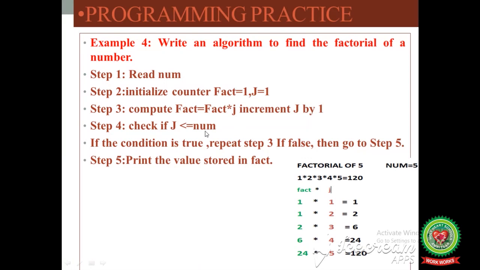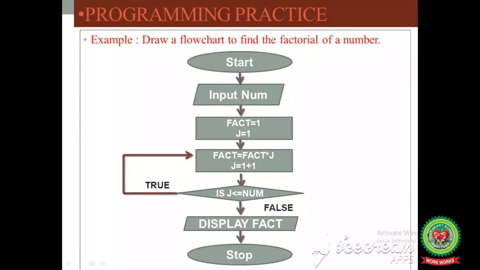This condition is false. If condition is false, then go to step 5. So what is the step 5? Print the values stored in fact. So it will print the value of factorial. This is the flow chart to find the factorial of a number.